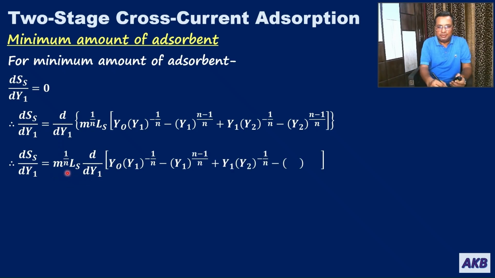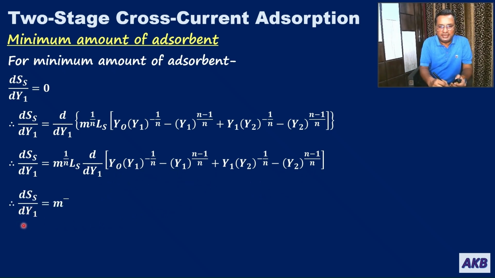So m raised to 1 by n into Ls into d by dY1 of capital Y0 into capital Y1 raised to 1 minus 1 by n, minus capital Y1 raised to n minus 1 by n, plus capital Y1 into capital Y2 raised to minus 1 by n, minus capital Y2 raised to n minus 1 by n. Now in the next step, we will take the differential of each term in the equation.